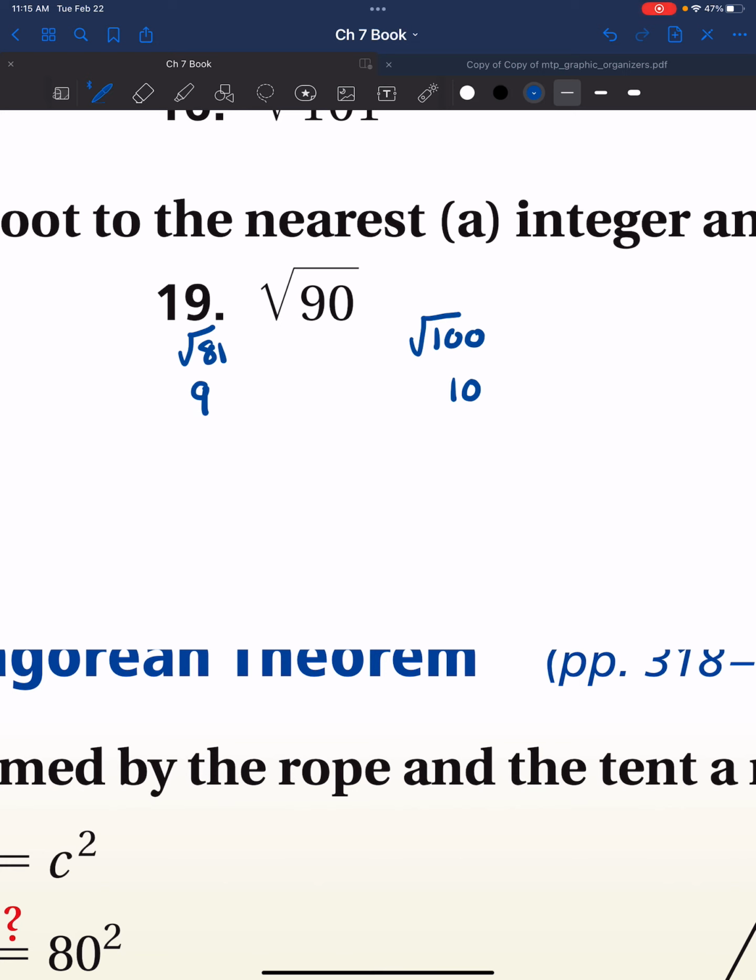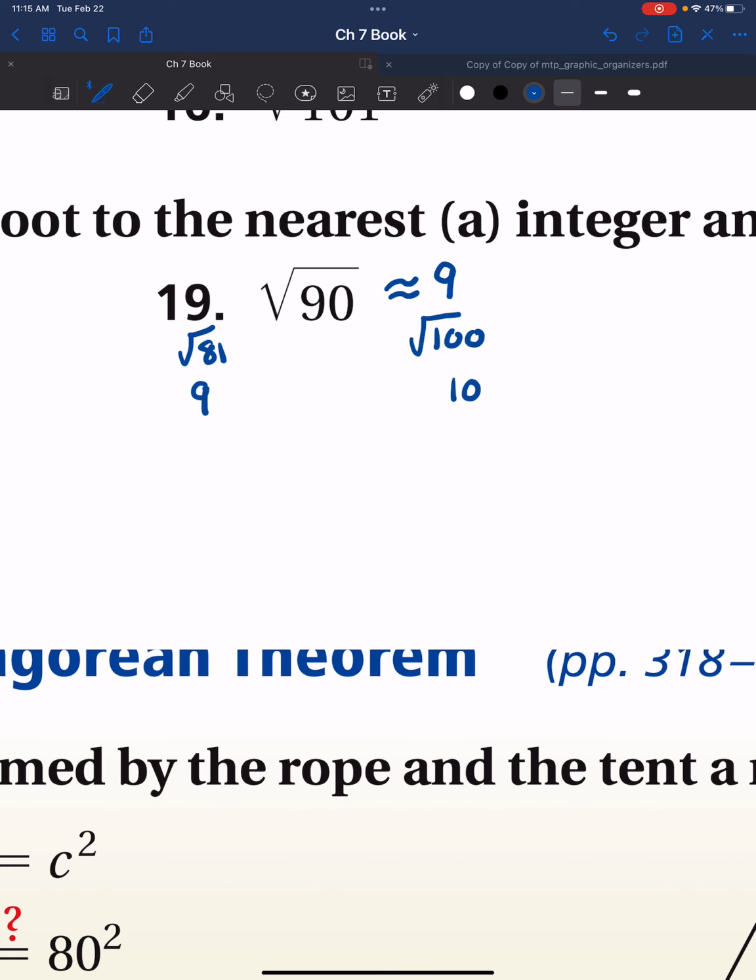So that means it's approximately closest to 81. It's only 9 away from 81, whereas it's 10 away from 100. So it's actually closer to 81. What is the square root of 81? 9. So I would say the square root of 90 is approximately 9.